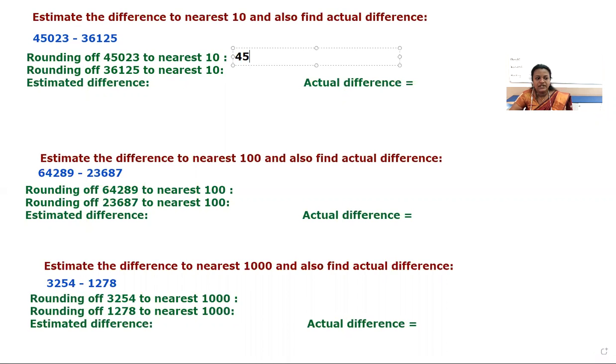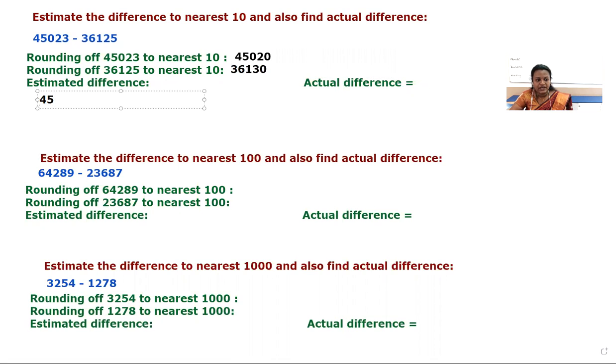So 45,023, as you can see 23, 3 is in the units place which is less than 5. So the number in the tens place remains the same. So 45,020. Whereas in the case of the second, 36,125 rounded up to the nearest 10 would be 36,130. Now we have to find the estimated difference.